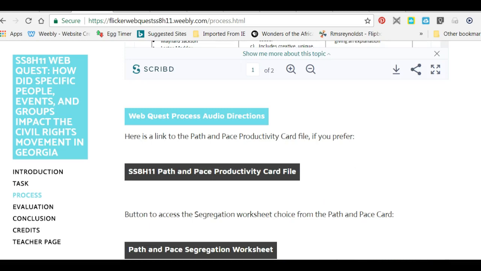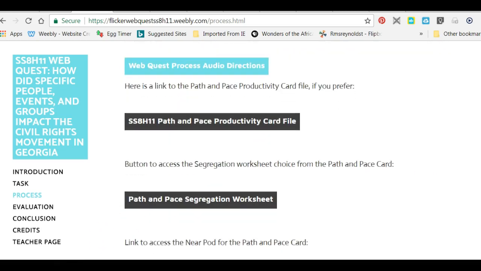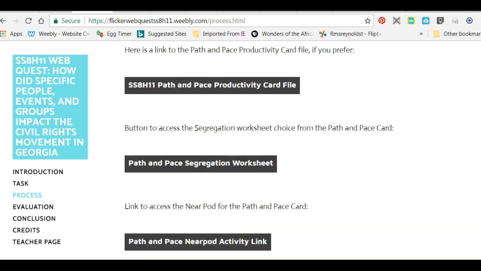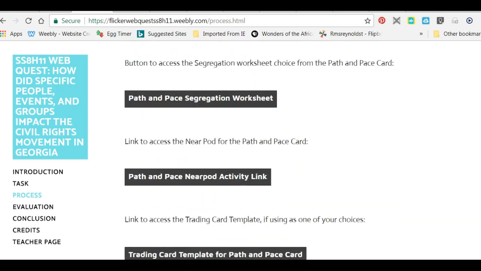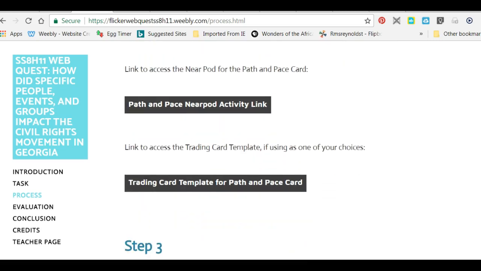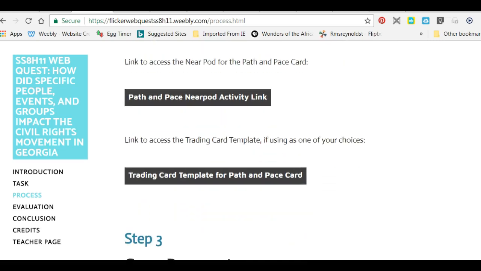For my ELL and LD learners, I also attached audio directions to everything that we had within the Weebly. I included links to the Path and Pace productivity card, to a segregation worksheet that students may include in their choice board, a Nearpod activity, and a trading card template that would enable them to complete their products.